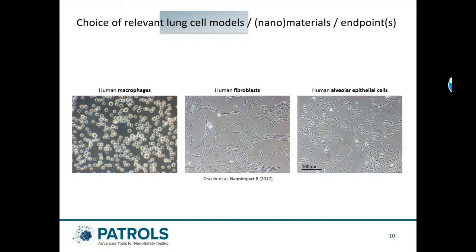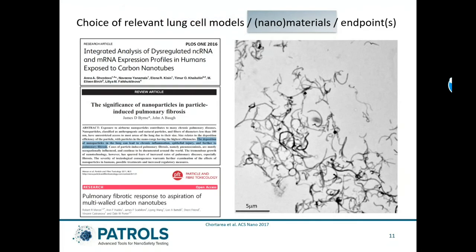We also have to think about which materials we use to establish our assays. And of course, you have all heard about carbon nanotubes, which can induce an inflammatory response in humans. This is a study done by Anna Shvedova. There are many review articles which summarize the induction of pulmonary fibrosis for many particles, not only nanoparticles, but also bigger particles. And also in animals, a fibrotic response has been shown upon exposure to carbon nanotubes.